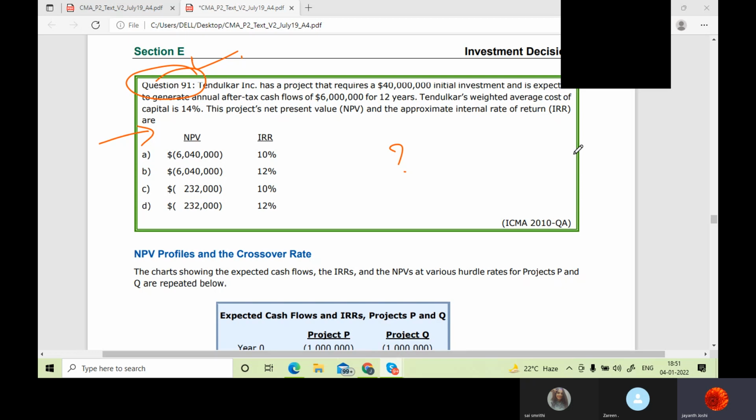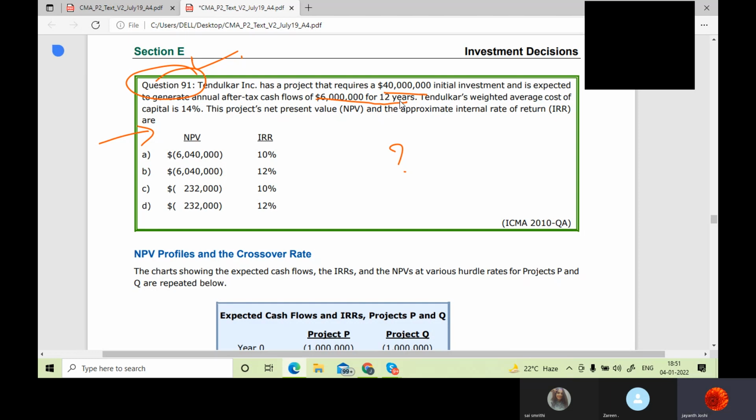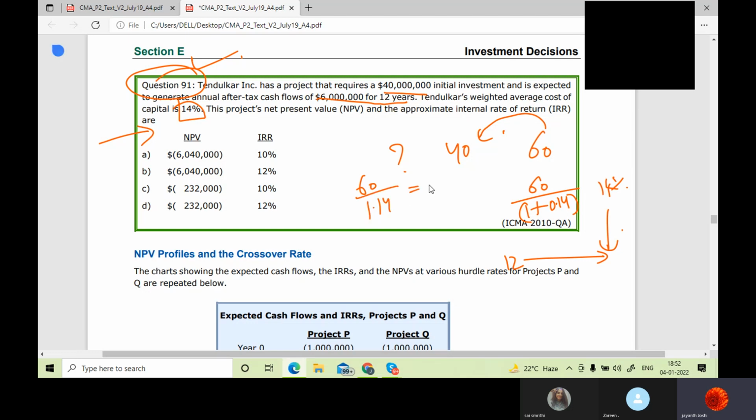Okay, have you got the answer? Let's check it out. See, Tendulkar Inc. has a project that requires this much initial investment and is expected to generate annual after-tax cash flows of this much for 12 years, okay? So initial investment is this one, and they are going to receive this much in 12 years. So you need to find out the present value of this as on today. So 60 divided by 1 plus 14%. So we'll take 0.14. Or else you can go to the table and take 12 years at 14%, what is your present value factor? So 60 divided by 1.14. Can you tell me what's the answer for this?